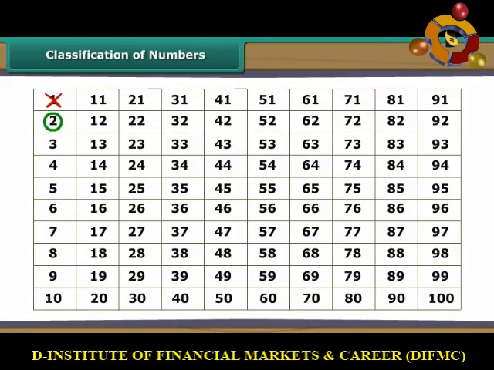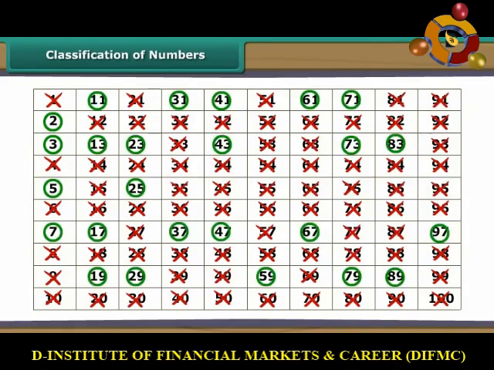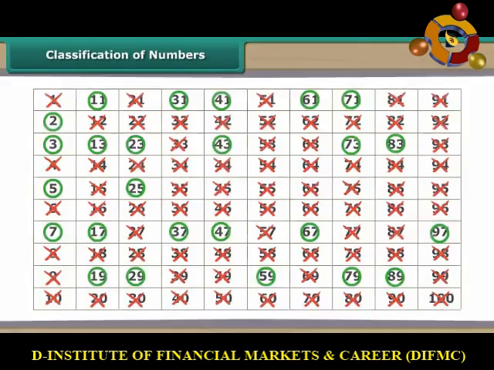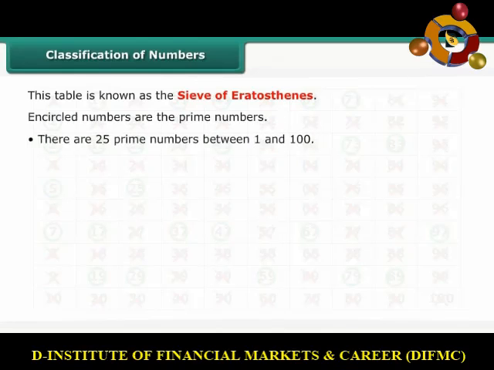We draw a circle around it. We draw a cross on all the multiples of 2. 3 is prime. We draw a circle around it. We draw a cross on all the multiples of 3. We proceed till we have drawn a cross or a circle around all the numbers from 1 to 100. This table is known as the sieve of Eratosthenes. The encircled numbers are prime numbers. There are 25 prime numbers between 1 and 100.